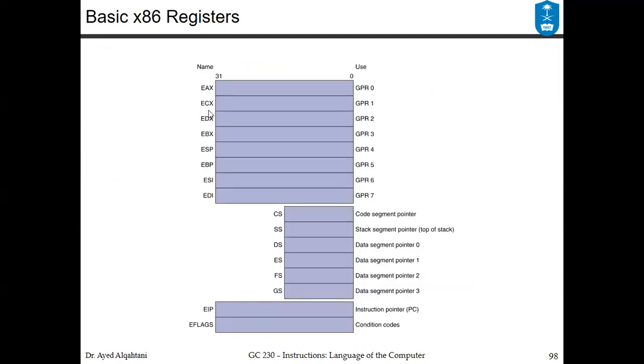Now, the basic x86 architecture, the basic x86 registers, as you can see, they have those registers that are not at the same level. Sometimes they are 32-bit, sometimes they are 16 bits. And that caused troubles later when you build the architecture, because you have kind of 2 types of registers now.